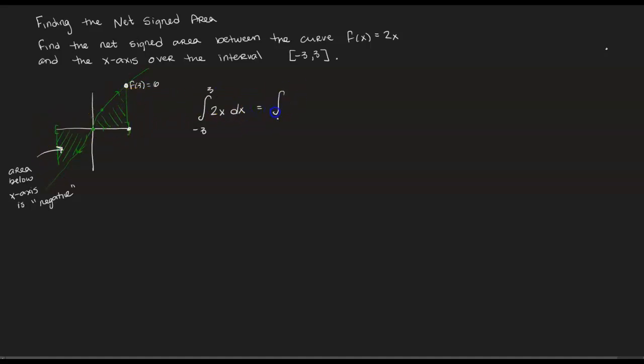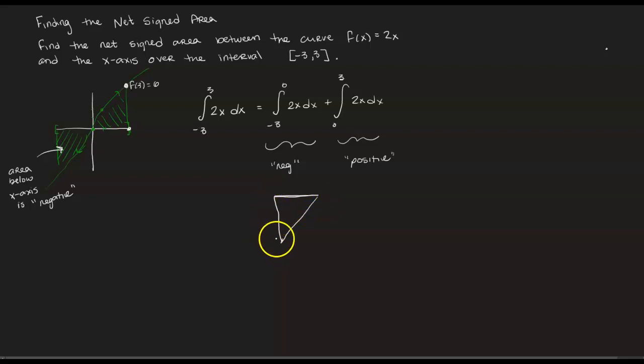So let's separate our integrals. From -3 to 0, and then from 0 to +3. Because that first integral is going to give us our negative area, and the second integral will give us our positive area. And each one of these can be represented by a triangle. This negative area has a base of 3 and a height that goes down to -6. And then the positive area has a base of 3 and a height that goes up to +6.